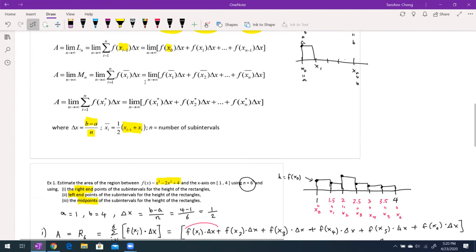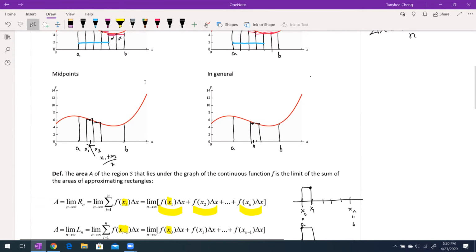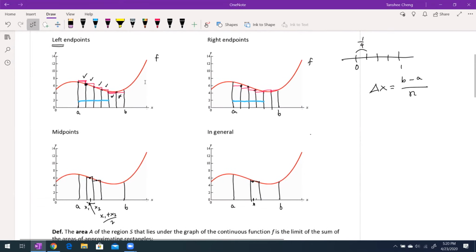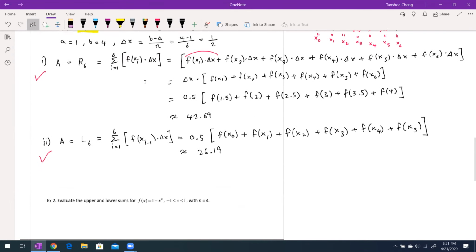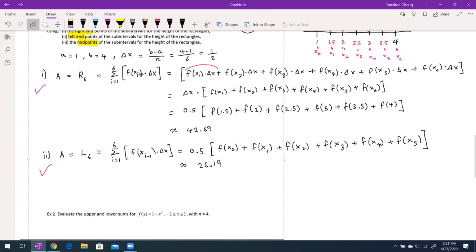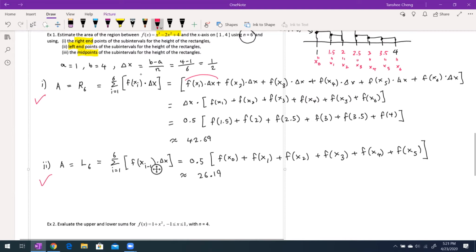So, let me point this out right here. Anytime you are, let's wait for example number 2. Then I'll point it out. Let me finish up this one with the last part, which is asking you to use the midpoint formula.